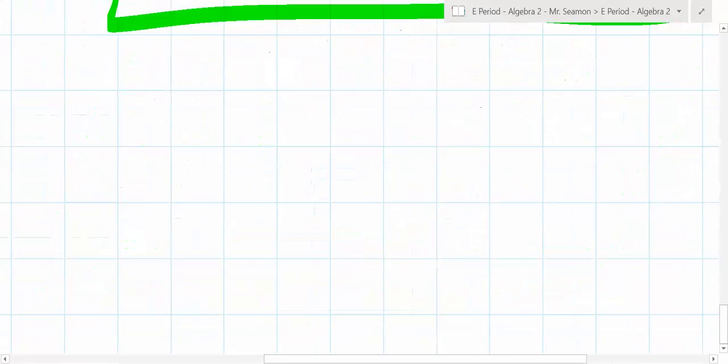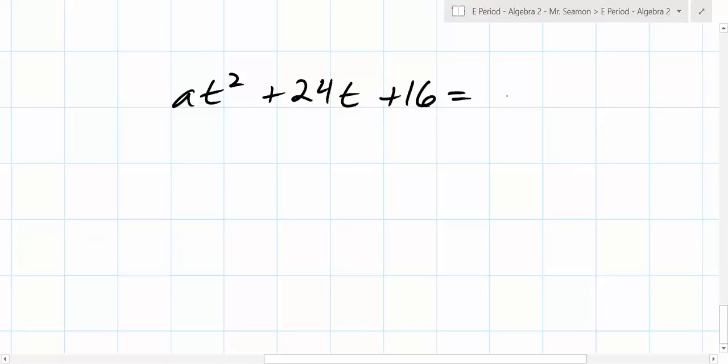So another one like this, let's say I gave you this equation: at squared plus 24t plus 16 is equal to 0. Let's say I wanted this to have one real solution. Set up but do not solve the equation you would need to solve. Set it up but don't solve it.